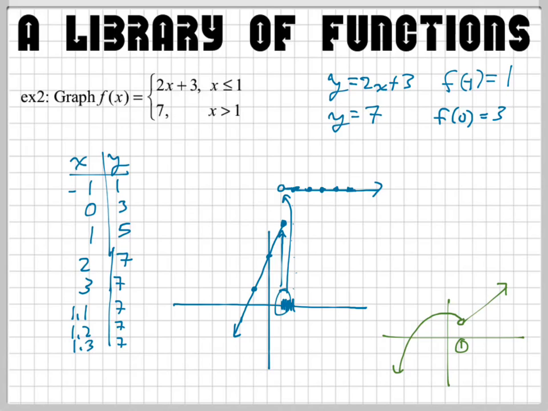1 is undefined for this function. Why? Because when I go up, there's a hole right there. There is no connection to it. Your hole could look slightly different too. Your hole could look like this. So now at 1, there's nothing there and there's nothing there. There's a hole. 1 is not part of the domain. That's it.